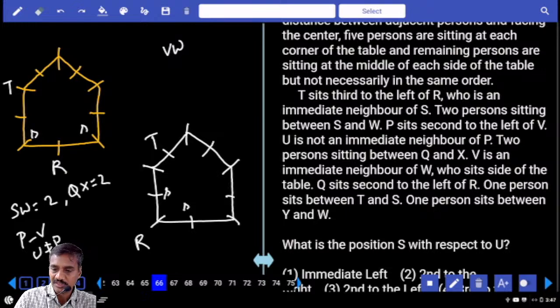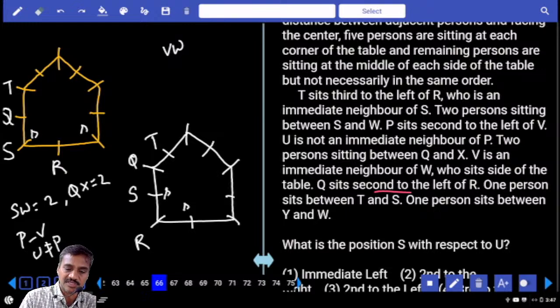And next one, Q sits second to the left of R. Now Q is seated second to the left of R. Q is here. Now Q is at this place. And 1 person between T and S. 1 person between T and S, so S must be here. Now S is here.